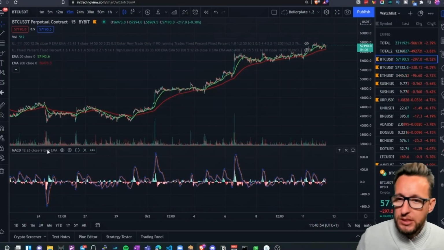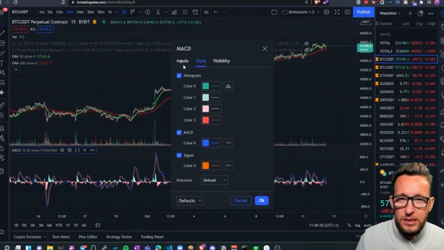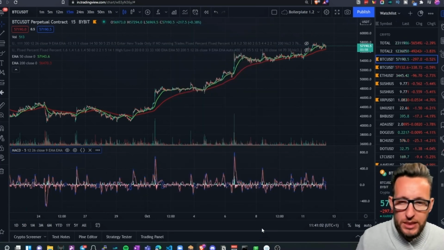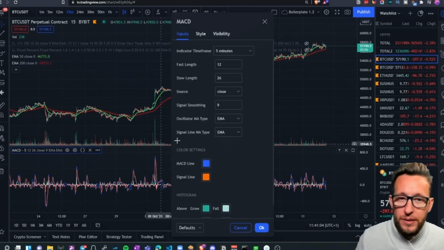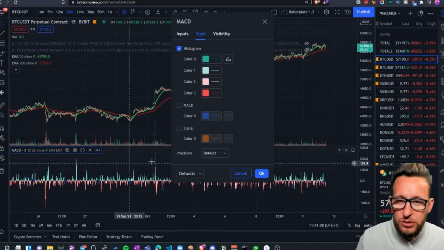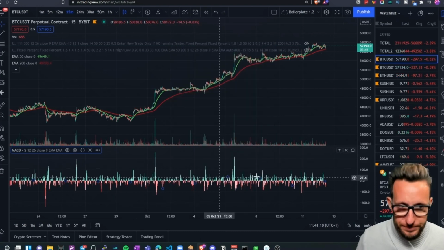Now the MACD was set on different settings. It's on a lower time frame. I'm going to be using it on the 5 minute as I'm on the 15-minute time frame on BTC. Also, I'm going to be removing the MACD and the signal lines because all I'm interested in is the histogram.